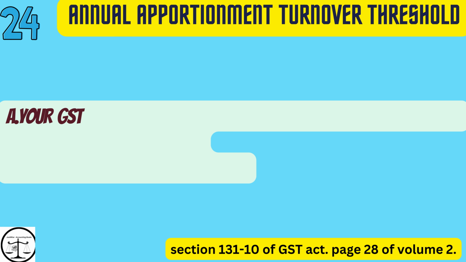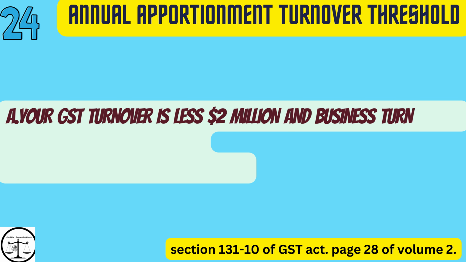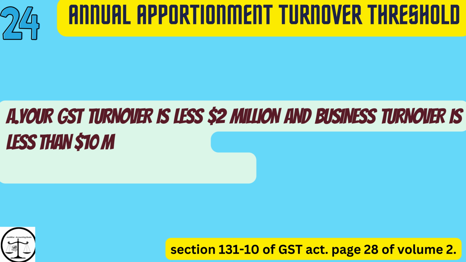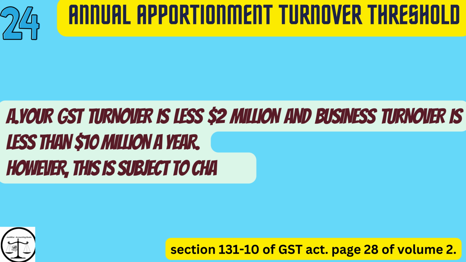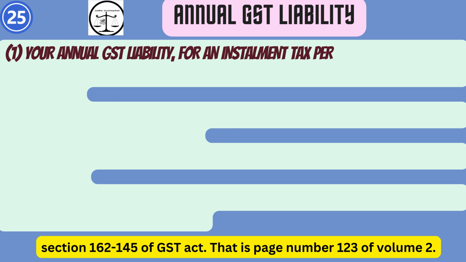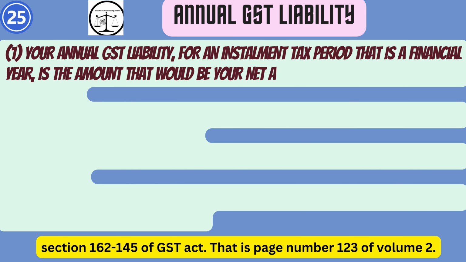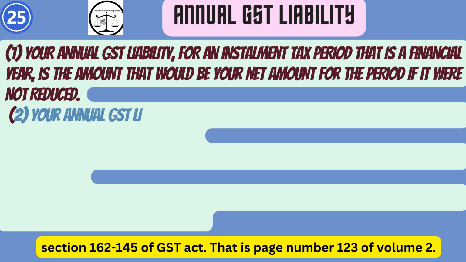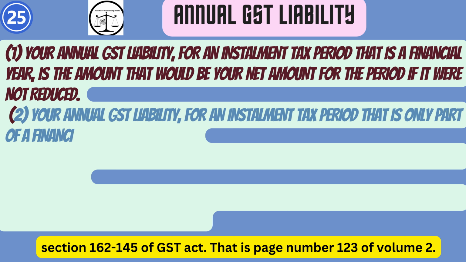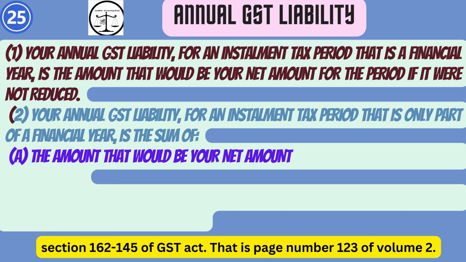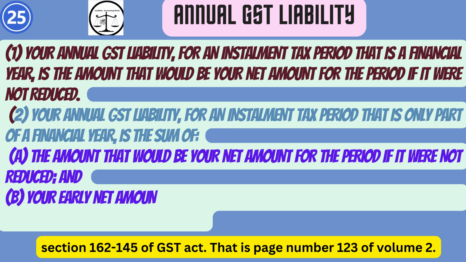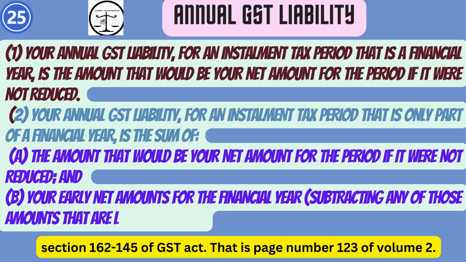Word number 24. Annual apportionment turnover threshold. At the present, annual apportionment turnover threshold is A. Your GST turnover is less than $2 million and business turnover is less than $10 million a year. However, this is subject to change. Word number 25. Annual GST liability. You can find more information about annual GST liability in section 162-145 of GST Act. That is page number 123 of volume 2.